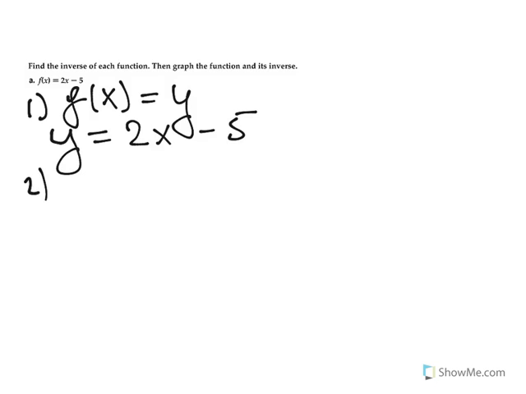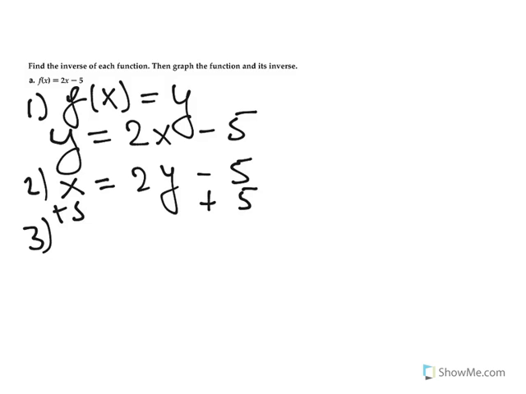Now, step number 2, as we said, we have to interchange domain with range. So y, the range, becomes the domain, and x, the domain, becomes the range. Now this equation has to be solved for y, and that's step number 3, we need to leave y alone. In order to leave y alone, I have to add 5 to both sides. The negative 5 and positive 5 cancel each other. So I have x plus 5 equals 2y.